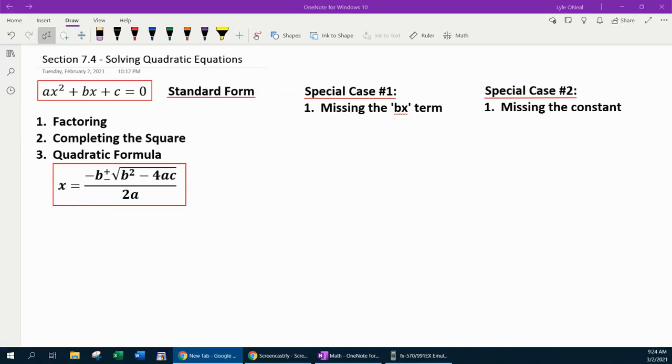Hello and welcome to our lesson on solving quadratic equations. This is going to be from section 7.4 in our text.